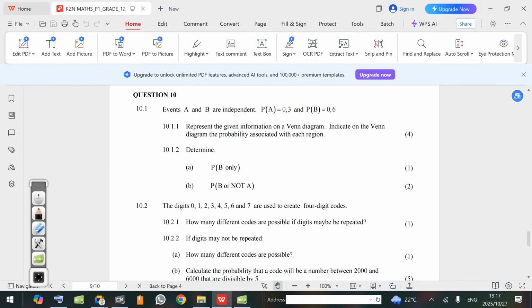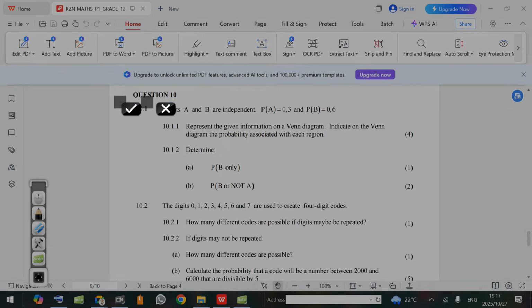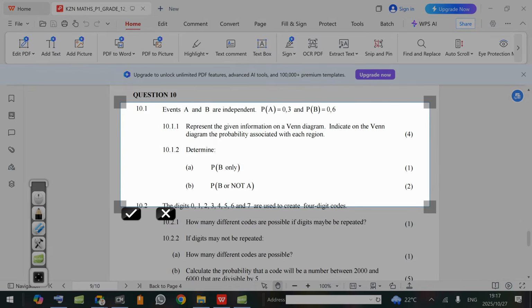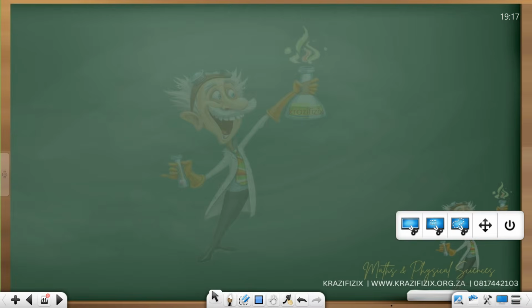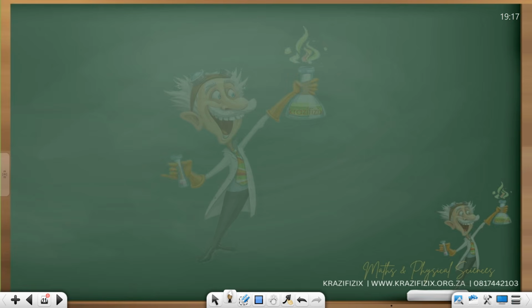How many marks here? 14. You don't know probability? Please, you need to learn it. Let me give you a crash course quickly. What do I need to go into the exam with when it comes to probability? Just about 3 things that you need to know. Number one, mutually exclusive. What does that tell you?